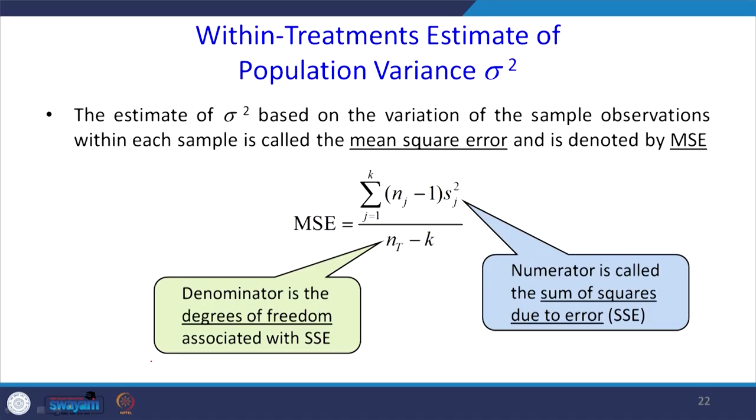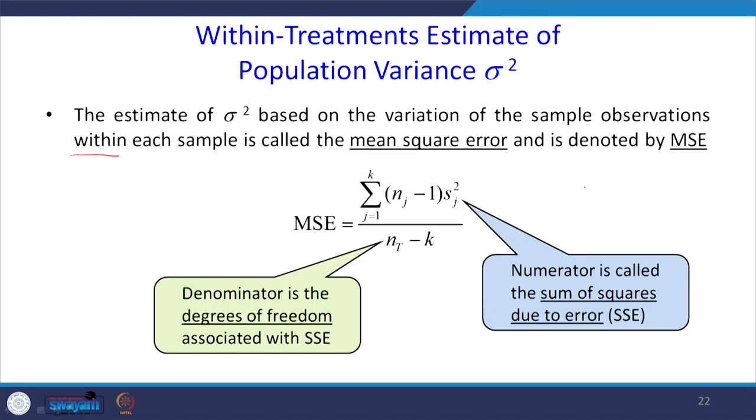Next we will see the within treatment estimate of population variance. The estimate of sigma square based on the variation of the sample observations within each sample, this is the more important term, is called mean squared error, denoted by MSE. So, mean square error, how are we doing that? Nj in column j, how many elements are there? Minus 1, that is our degrees of freedom, times Sj square.